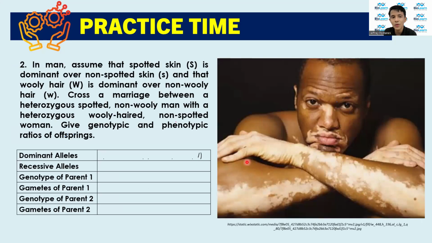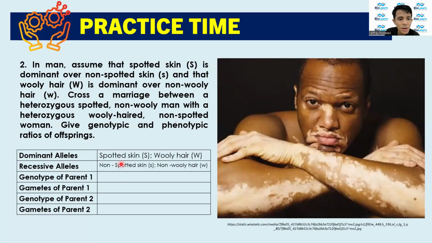All right, so at this time for number 2, I want you to pause this video and try to do it on your own. Let's see if you can do it. Now, in man, assume that spotted skin is dominant over non-spotted skin. Okay, and that woolly hair is dominant over non-woolly hair. Now, by reading that, you can already fill this out. Okay, so the dominant alleles are the spotted skin and woolly hair. Recessive alleles are the non-spotted skin and non-woolly hair.